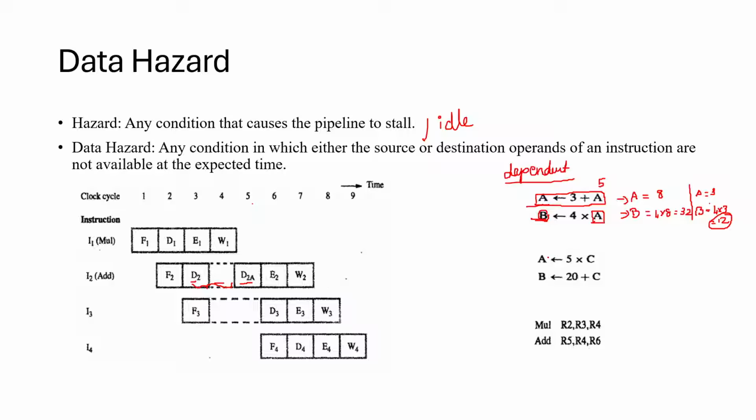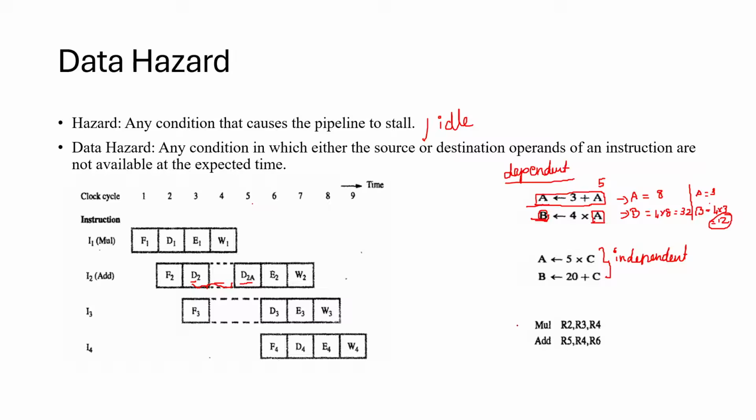Consider here the next two set of operations. A is equal to 5 into C, B is equal to 20 into C. Here these two are independent operations, right? So there is no dependency. These operations or these instructions can be executed in a concurrent manner.